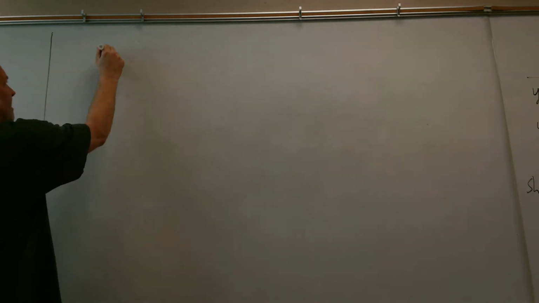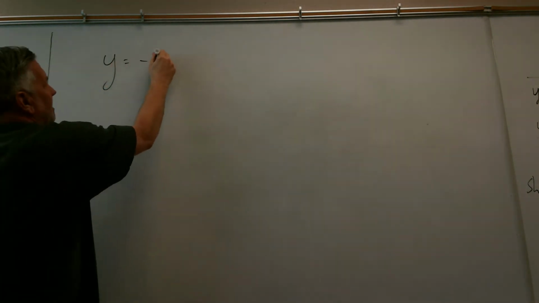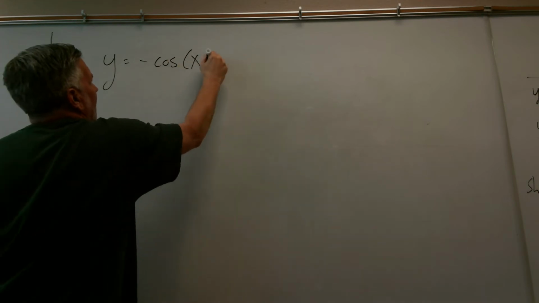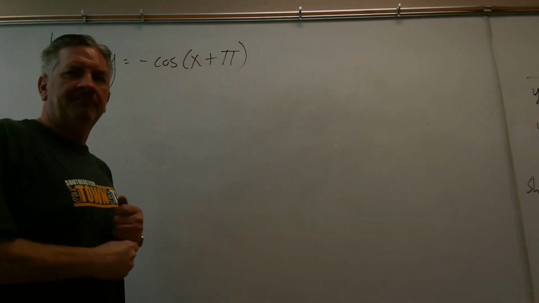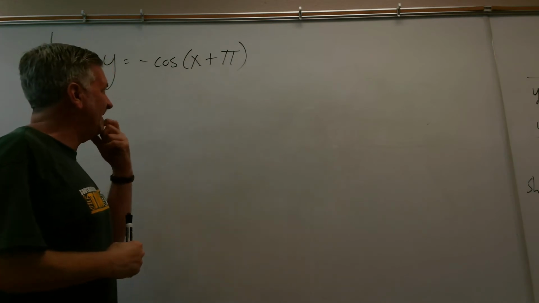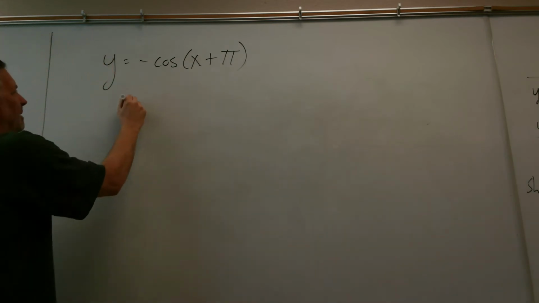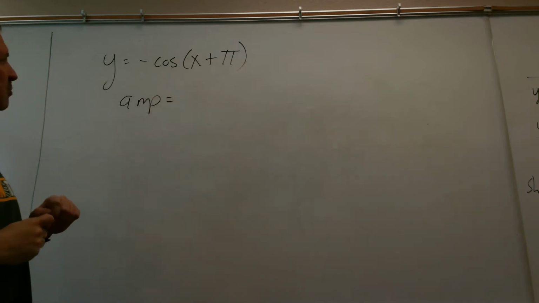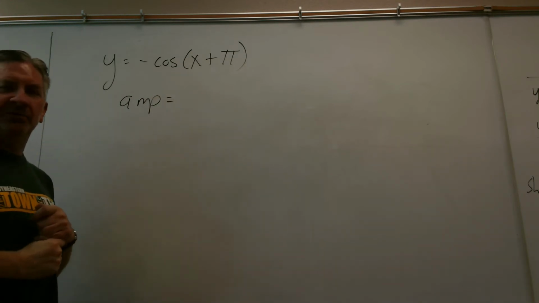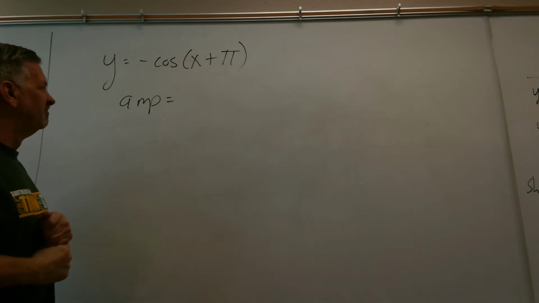So the second example is y is negative cosine of x plus pi. Okay, as always, let's do the identifying. So I will pause and let you write down. So what do you think the amplitude is? So think about it for a second.